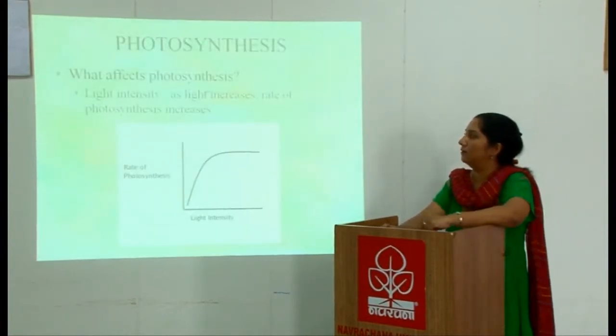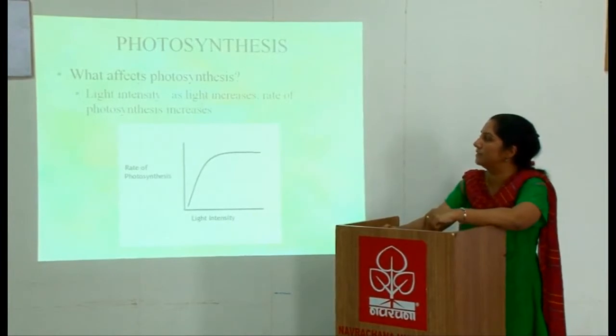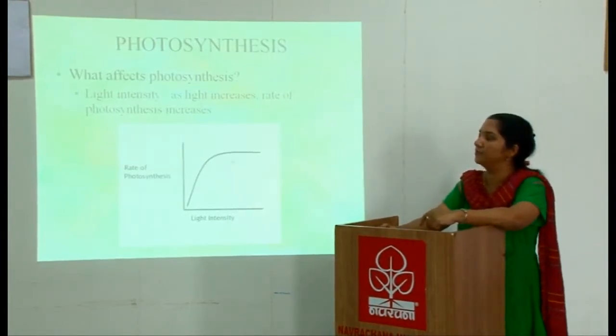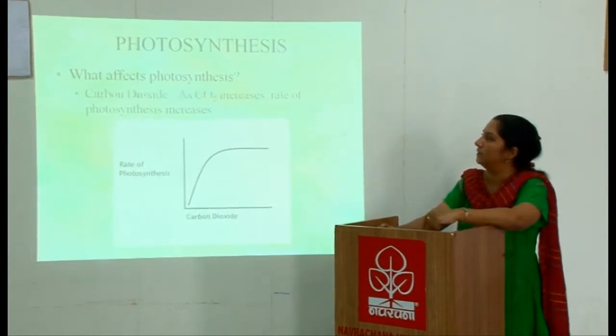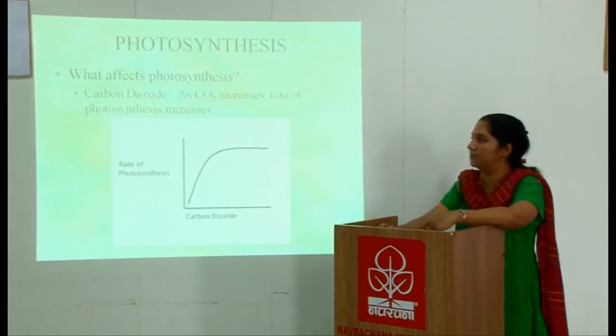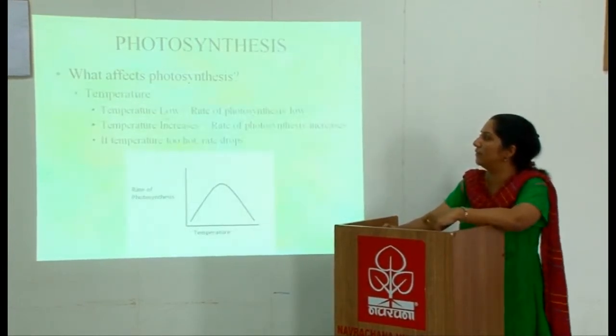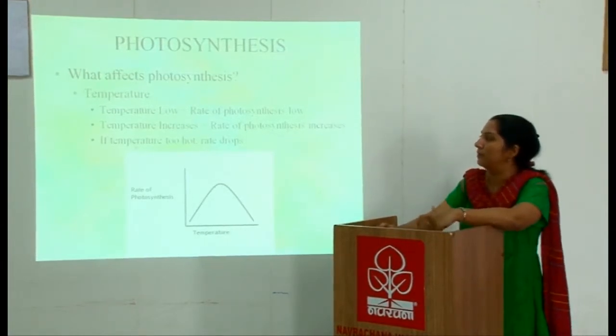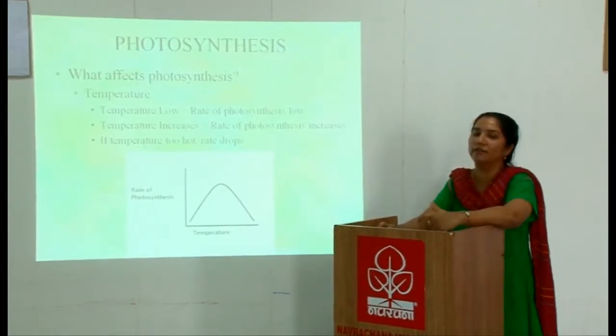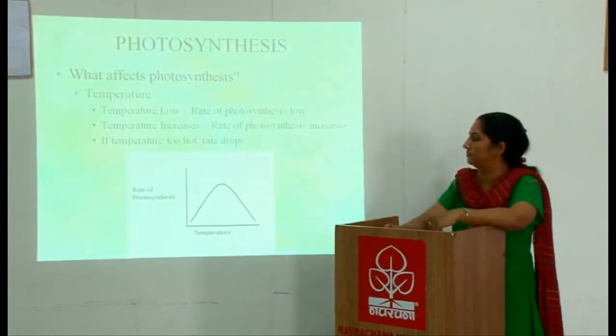Now the factors which affect photosynthesis, first is the light intensity. As the light increases, the rate of photosynthesis increases. Then carbon dioxide also, if the amount of CO2 increases, the rate of photosynthesis also increases. Then the temperature, if you have low temperature, then the rate of photosynthesis also lowers. If the temperature increases, the rate of photosynthesis also increases. But yes, if the temperature is too hot, the rate drops.